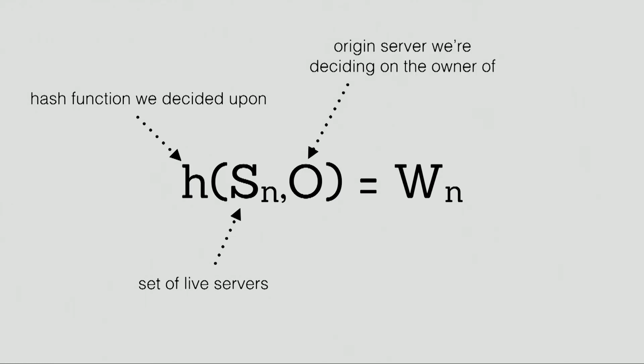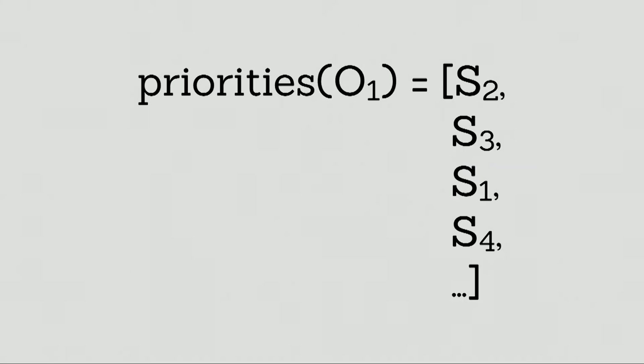The O is referring to some specific origin server that we are trying to decide the owner of at this moment. And our weights, or the W here, is the weight or priority that that server will be given for this particular origin. So what we end up with is a list of priorities. For some particular origin, the list of servers might go, first we'll start with server 2. That's the highest priority. If server 2 is up, we're going to put it there. If it's not up, we'll move it to server 3. If that's not up, we'll move to server 1, and so on. And for a different origin server, it would look entirely different. All right, so that's rendezvous hashing.